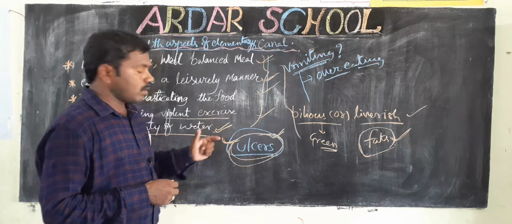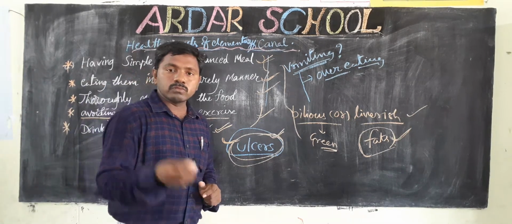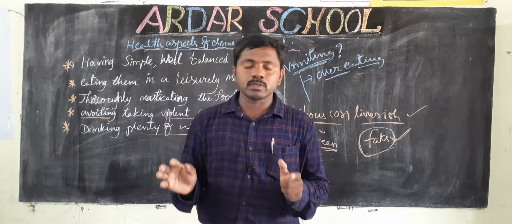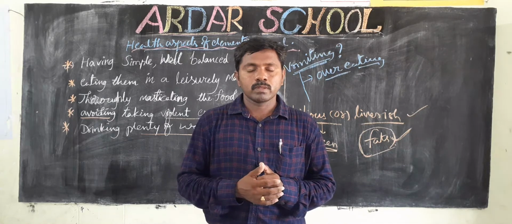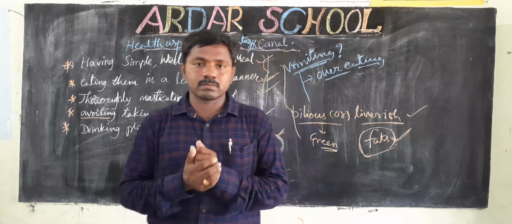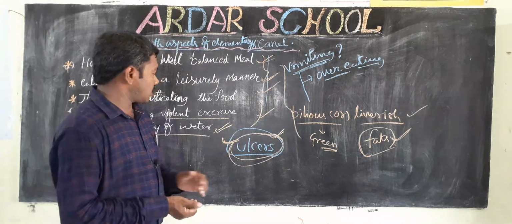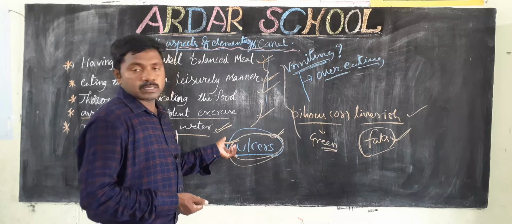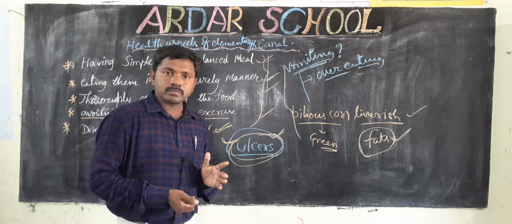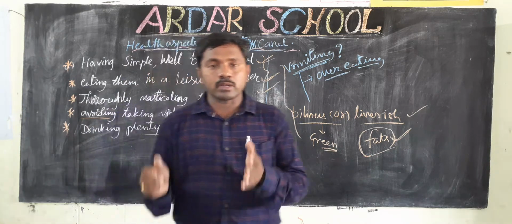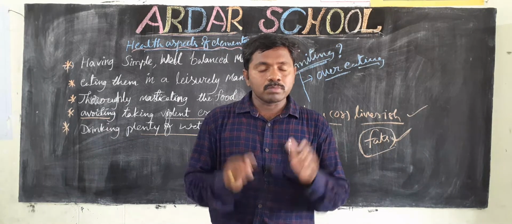Okay children. How can we avoid ulcers? When we take food, we sit in a peaceful place. We eat slowly. We need some rest. Those who follow these rules or habits avoid ulcers. So don't eat fast. Spare some time for eating food. You must take some rest.